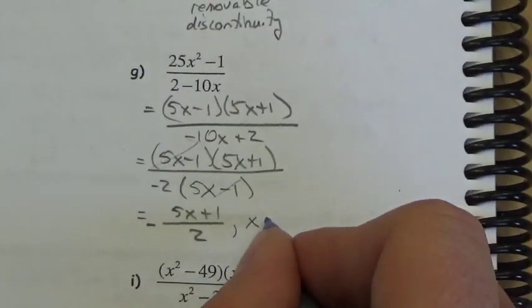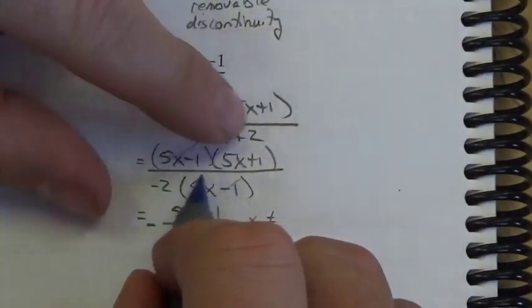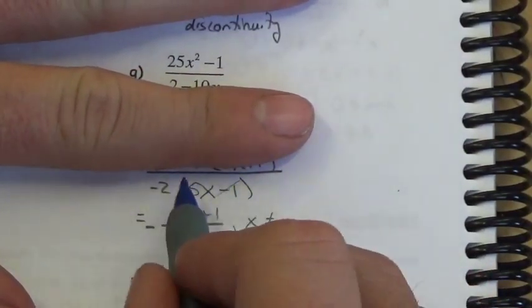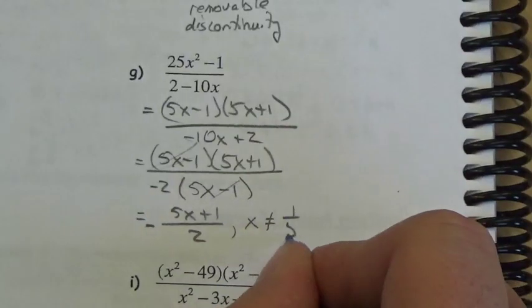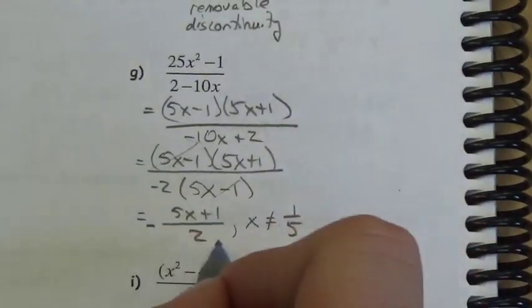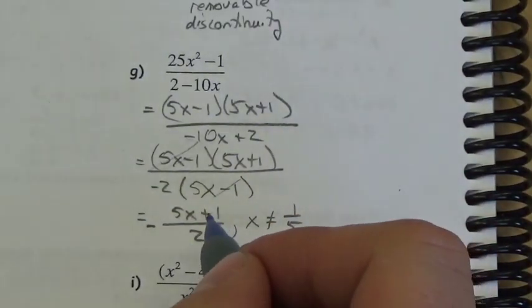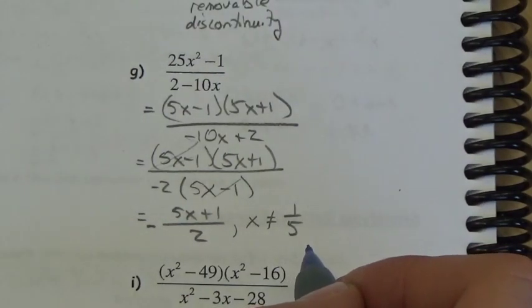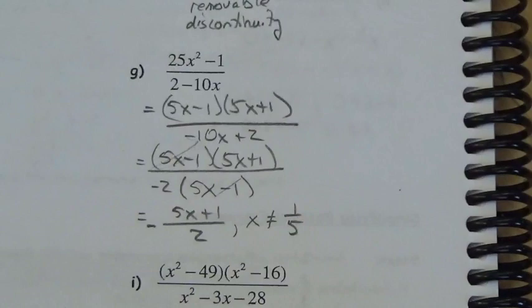The removable discontinuity, okay, so it's a binomial here, so I can't let 5x minus 1 go to 0, so bring the 1 over, divide by 5. It's going to be positive 1/5. Now, I might also state that I can't allow 2 to be equal to 0, but that's not necessary. 2 isn't 0. Don't state it.